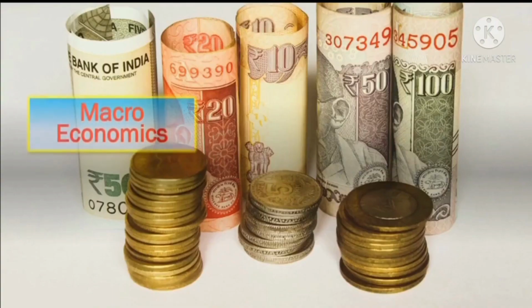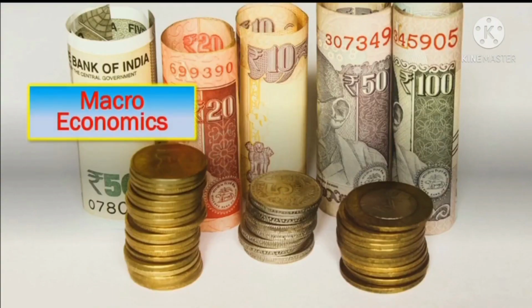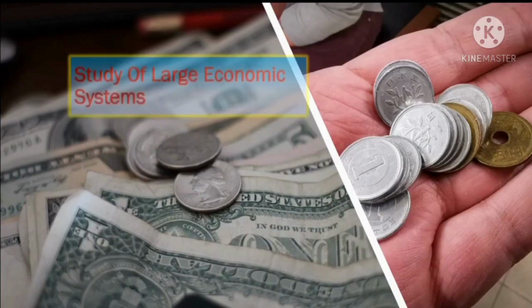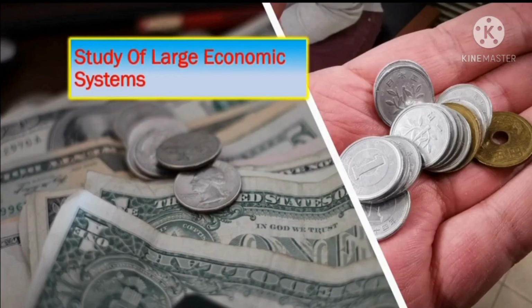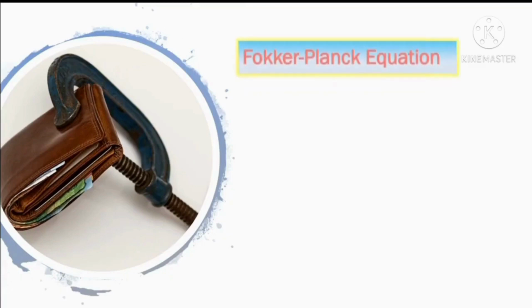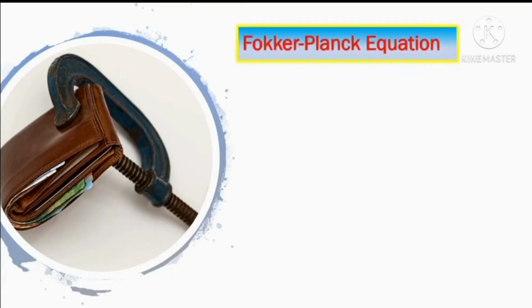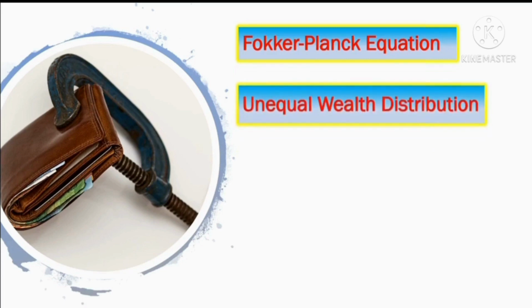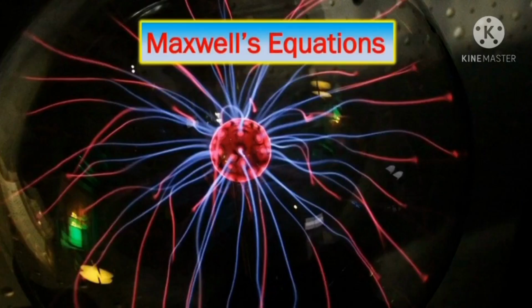Differential equations come very handy in macroeconomics, which is nothing but the study of large economic systems like that of a country. One such equation, friends, is the Fokker-Planck equation, which is a partial differential equation describing time evolution. So friends, equations like this help us understand why some countries are poorer than others, what causes recession, and how to deal with them. The next application is Maxwell's equations.